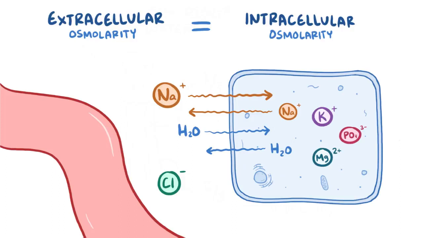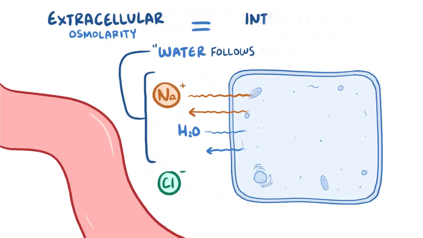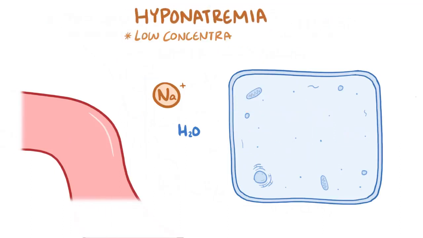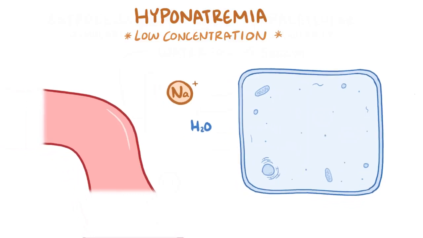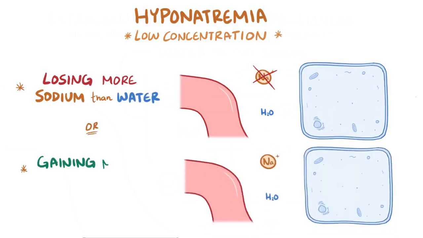And subtle changes in sodium concentration tilt the osmolarity balance in one direction or another, and that moves water as well. And this is why we say water follows sodium. That being said, hyponatremia, or low concentration of sodium in the extracellular fluid, and therefore the blood, can be caused by either losing more sodium than water, or gaining more water than sodium.